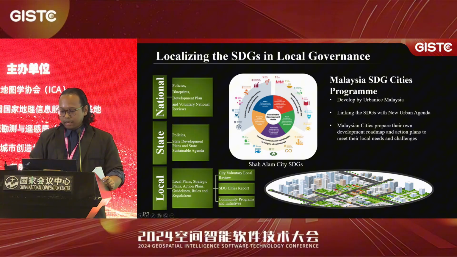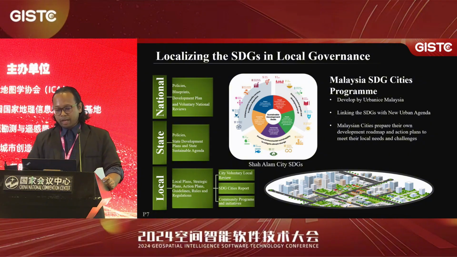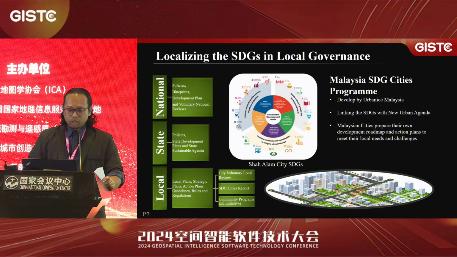Malaysia has also developed the Malaysia SDG Cities program by Urbanice Malaysia to support Malaysia's existing policies and programs toward sustainable development. It also links the SDGs with the New Urban Agenda to encourage all Malaysian cities to have their own sustainable development roadmap and action plan to meet their local needs and challenges. Here is one example, the Shah Alam City SDG program. We have a lot of cities in Malaysia, and one of them is Shah Alam. Urbanice has aimed for each city to develop its own SDG programs.